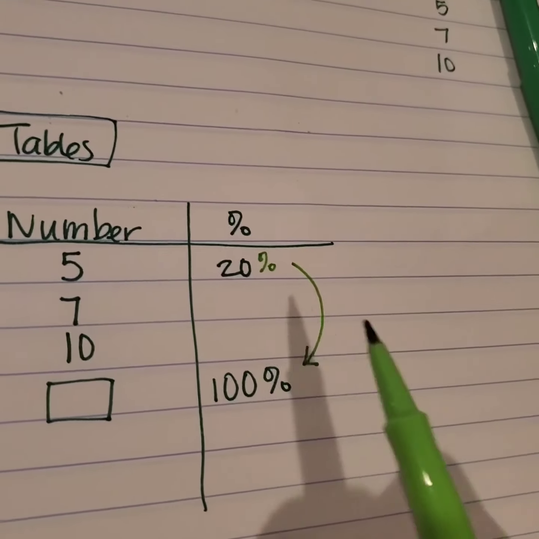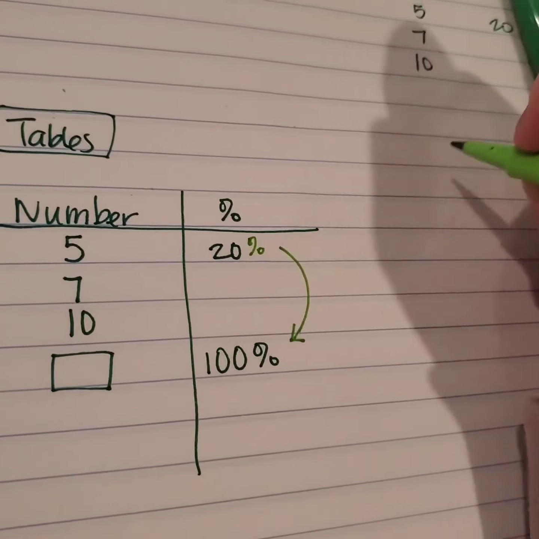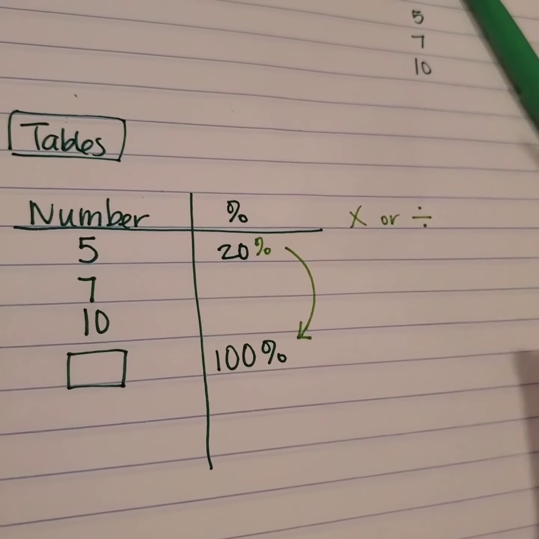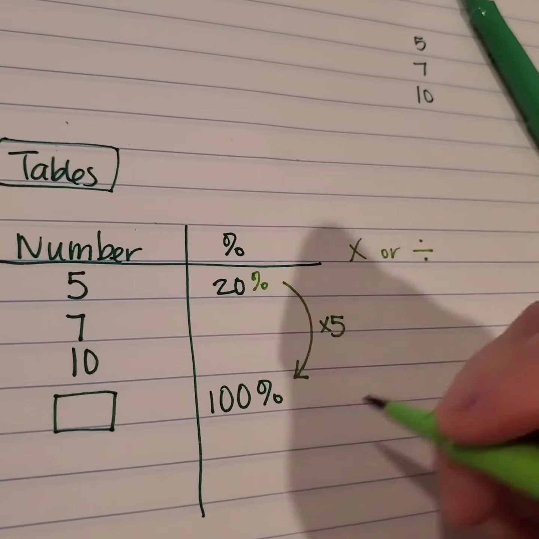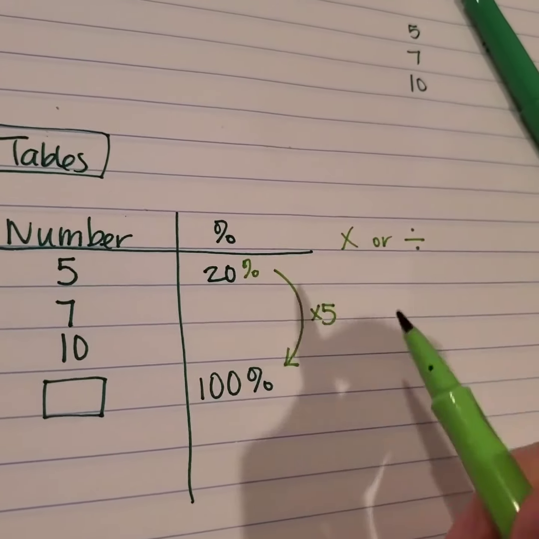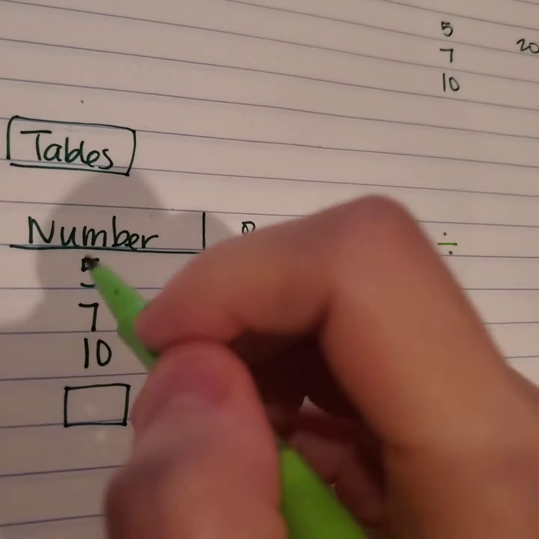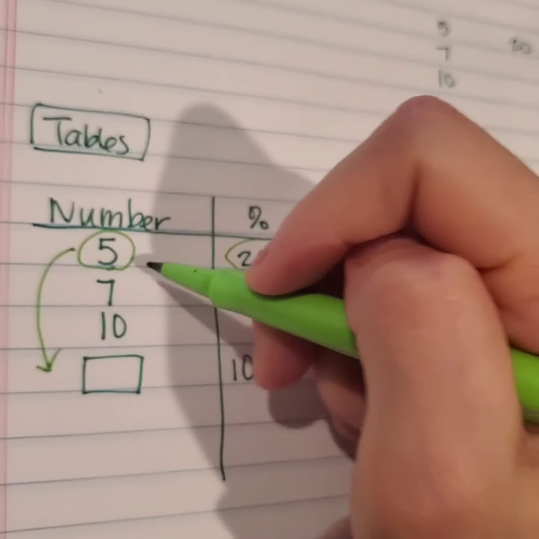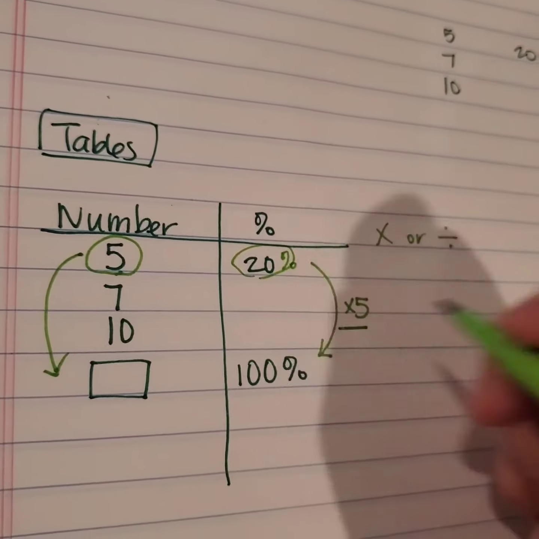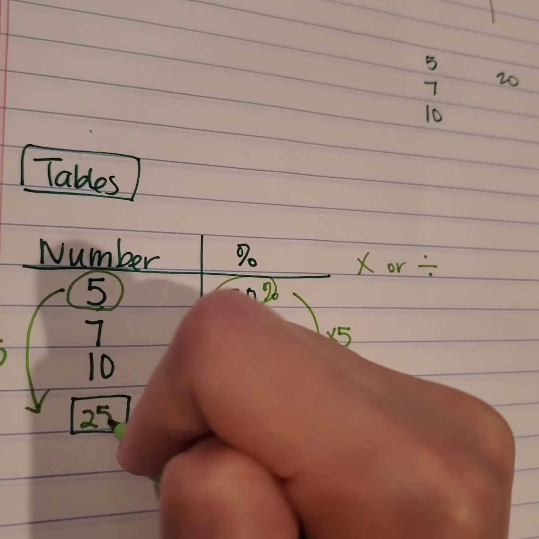Draw your arrows. I know that 20%, I need to jump to 100% either by multiplying or dividing. I know that I can multiply 20 by 5 to get to 100%. If I multiplied one of my quantities or categories by 5, I need to do the same thing on both sides, which means I have to take this 5 and then multiply it by 5, which is what I did on the other side. 5 times 5 gives me 25.